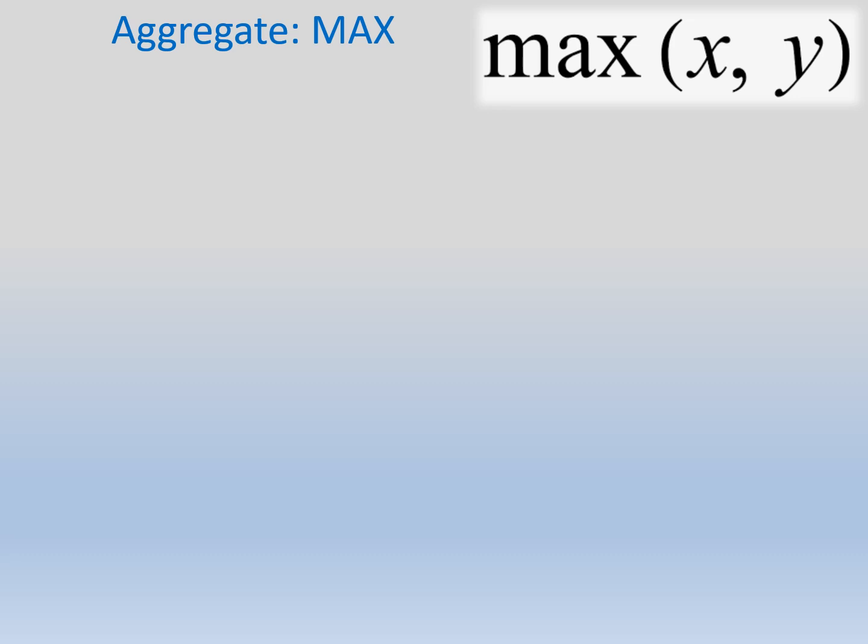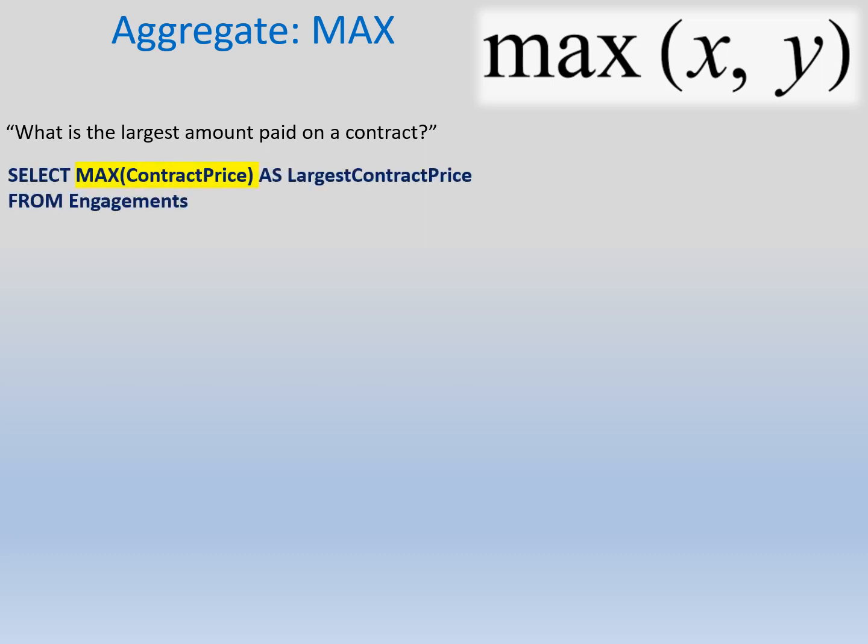Now let's look at a couple of examples of the aggregate max within a select statement. The query is, what is the largest amount paid on a contract? Here we have a select statement with the aggregate max, open parentheses, contract price, close parentheses. Notice there are no conditions for a where clause.